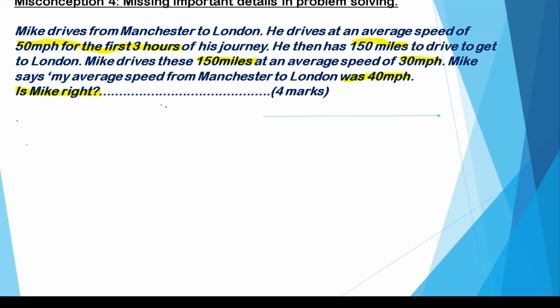Okay, when it comes to problem solving, the main thing that students do is either they miss a few important details, alternatively, not fully answer the question. So they might work out a few parts of the question, but not fully answer the question as expected by the examiner. So let's go through it.